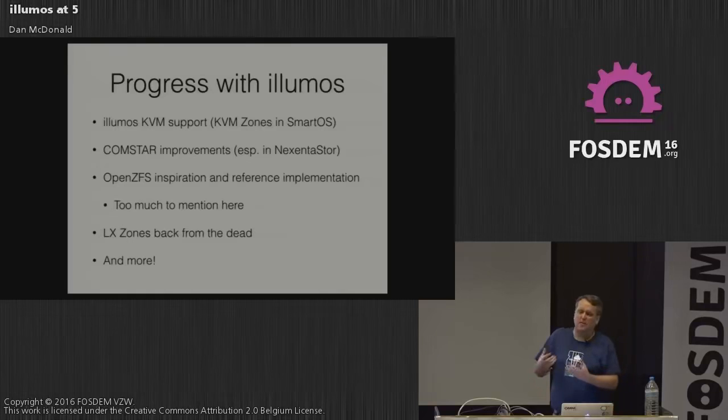LX zones was something that started in OpenSolaris, the ability for a zone to emulate Linux enough at its library layer to let Linux apps run. It kind of fell by the wayside, but Joyent brought it back from the dead, and they're making hay from it now. And it's great, and I hope to see it in all the distros someday. There are people working on that.